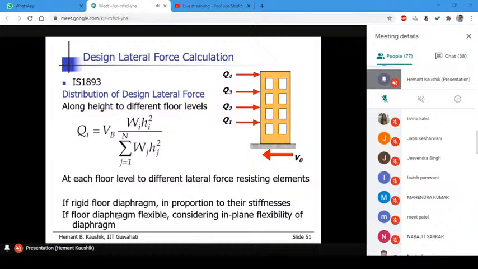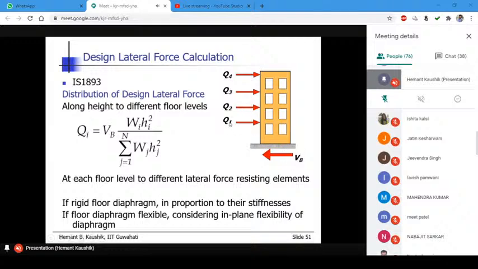So the distribution is possible because of that. But if the floor is flexible, we cannot do this. For example, if the floors are wooden, then it's actually difficult to distribute this. So for that, we have to carry out some specialized analysis by considering in-plane flexibility of the diaphragm. Now, once you calculate these forces at different floors, the combination of these will be VB. If you add them, you get VB.